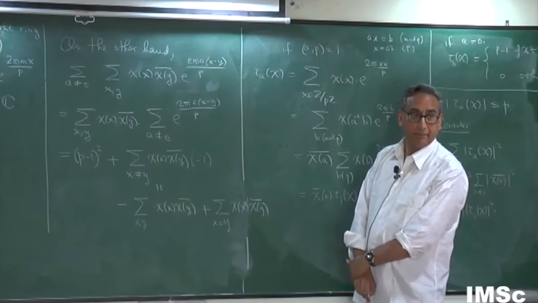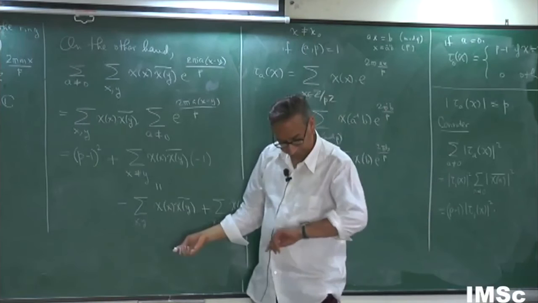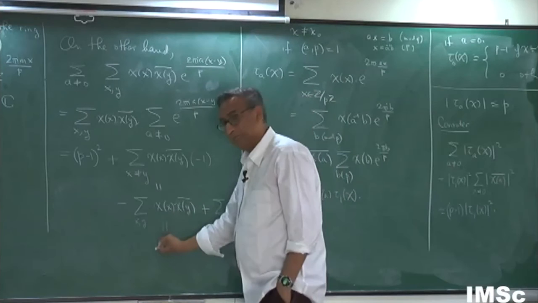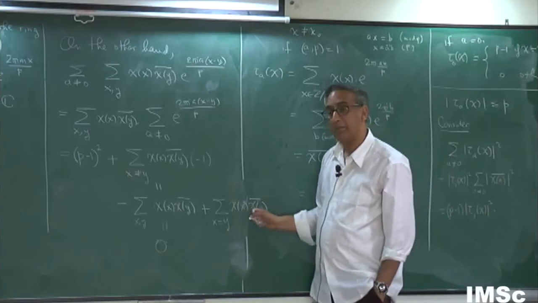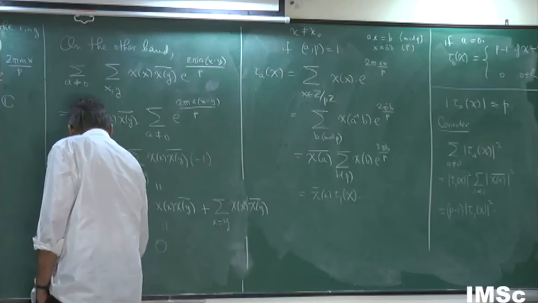Okay? The advantage is, if chi is not a trivial character, so we're going to make sure chi is not trivial, then this guy is zero. Right? And this guy is one. And how many elements do I have? P minus one. So this is equal to P minus one squared plus P minus one.